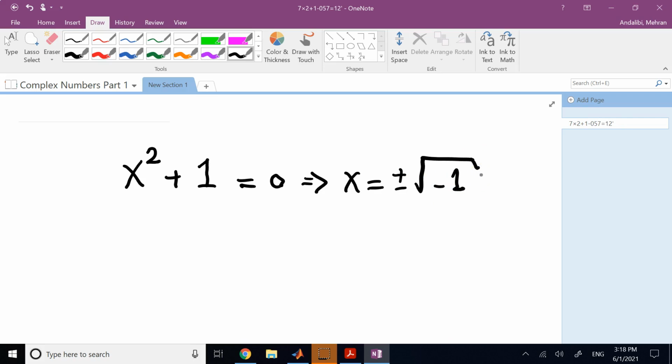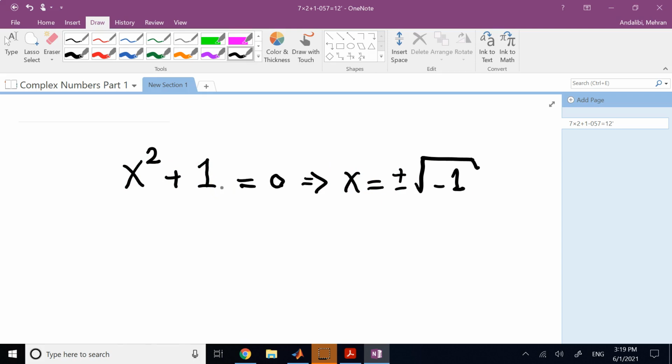And complex numbers basically are imaginary numbers. They are not something that exists in the real world. We don't have any quantity that has such amount that when you square it and add 1 to it, you get a 0.